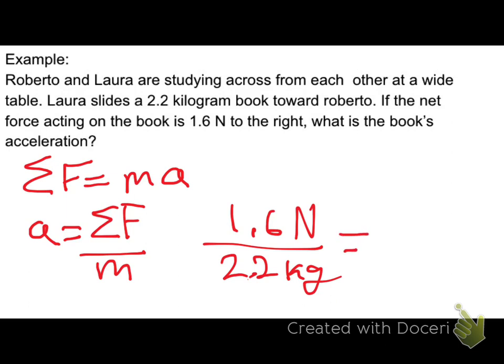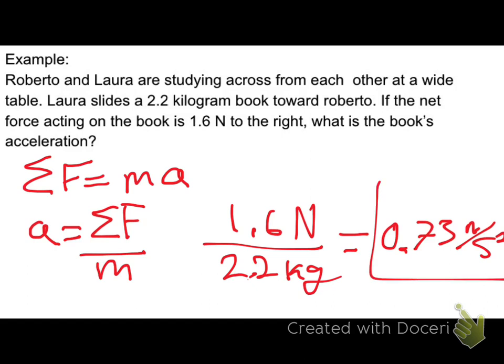So if you do that math, you should come out with somewhere in the neighborhood of 0.73 meters per second squared, because remember that newtons is kilograms times meters per second squared. So you should come up with the right unit. So there is your answer. Questions about how we got there? I feel like this is more straightforward than some of the other equations we've been working with. So we will move forward unless anybody has questions.